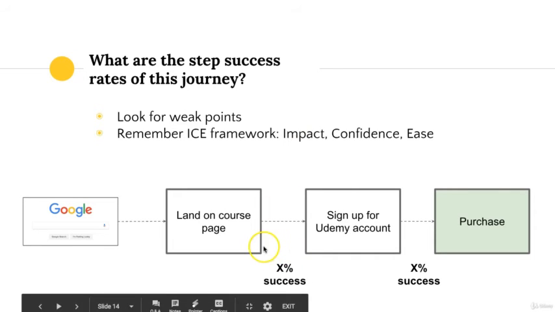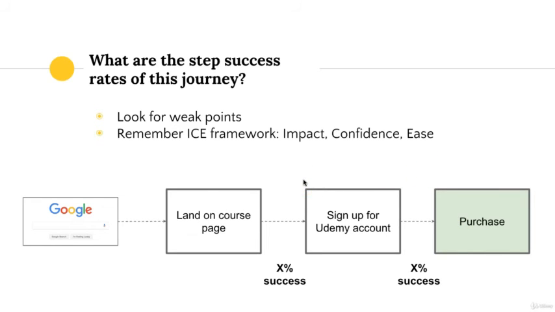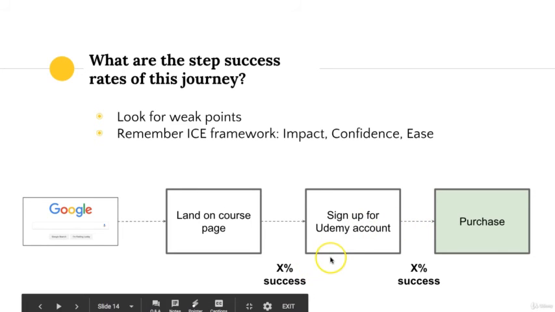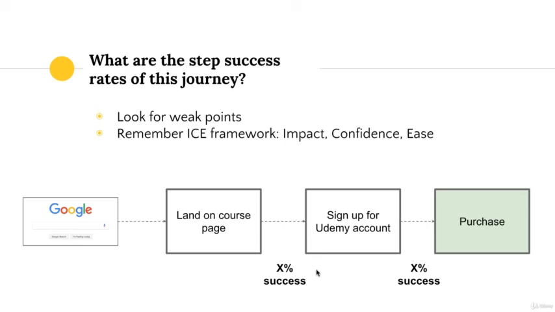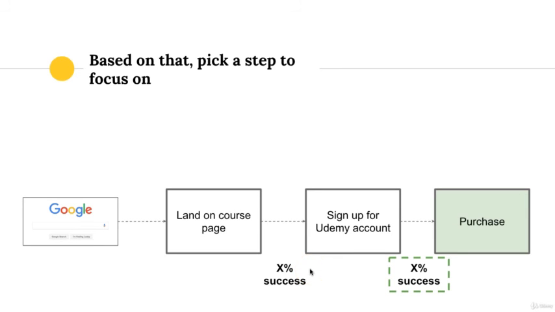So you might find that from the course page to signing up, you have a certain percentage of people who sign up, and then you have a certain percentage of people who sign up who actually become purchasers. And it's important to use the ICE framework here as well, because you will have a certain amount of volume coming in at each of these stages. You'll have a certain level of confidence for how likely it is that you'll be able to improve each of these steps, and some of them might take more effort than others. So based on that, and evaluating through the ICE framework, pick a step to focus on.